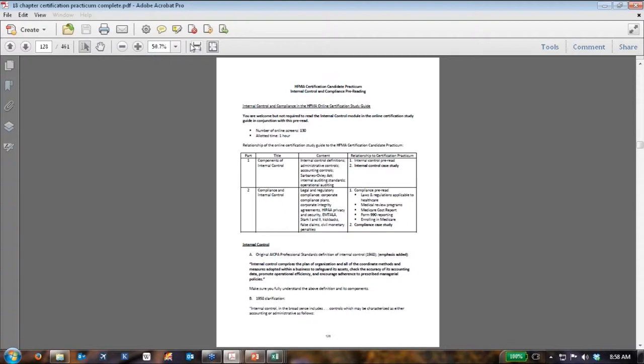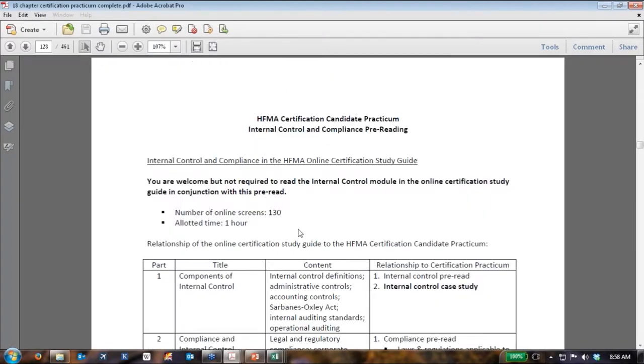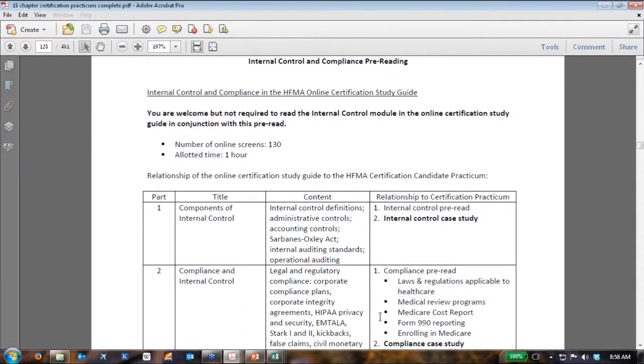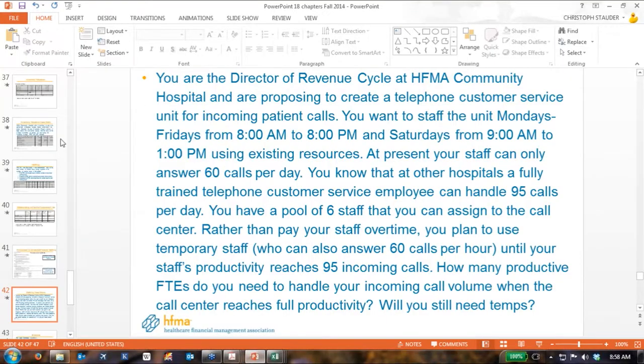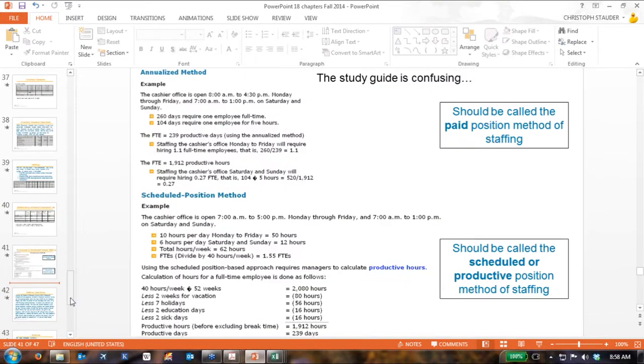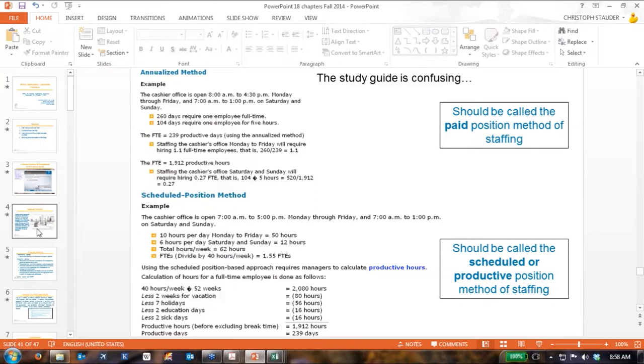So here we go. So now we're talking about compliance and internal control. So what are we talking about here? Internal control and compliance. In healthcare, those two things belong very, very closely together. I'm going to scoot us back here to the slides that pertain to it.